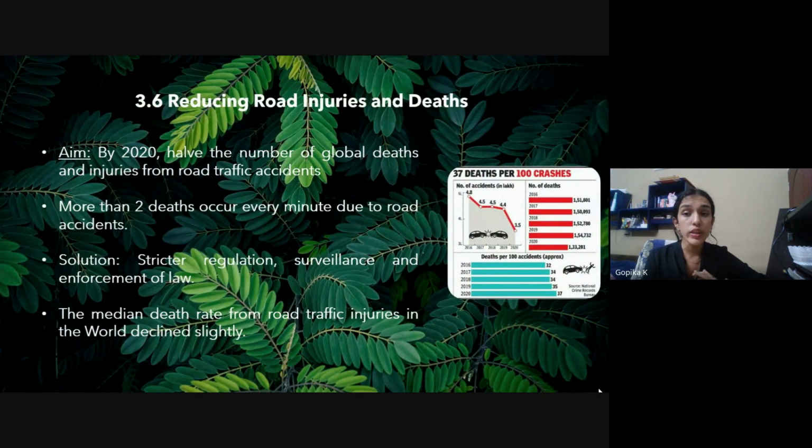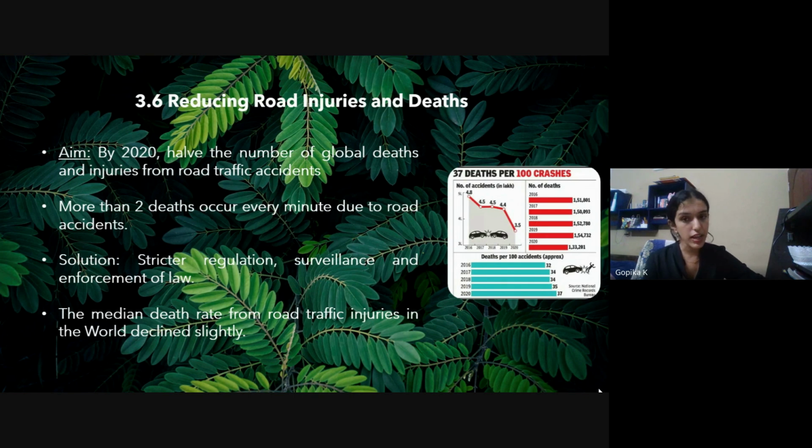More than 2 deaths occur every minute due to road accidents. By 2020, the goal was to halve the number of global deaths and injuries from road traffic incidents. Globally, the median death rate from road traffic injuries declined slightly from 24.7 per 100,000 population in 2010 to 24.0 in 2016, following the implementation of the Sustainable Development Goals.